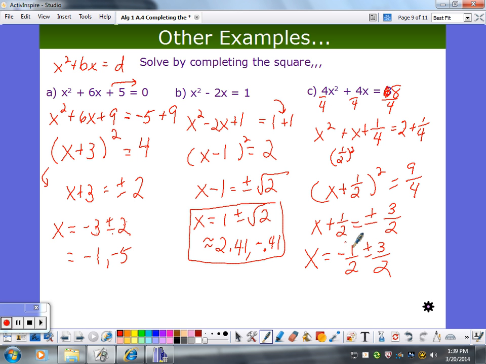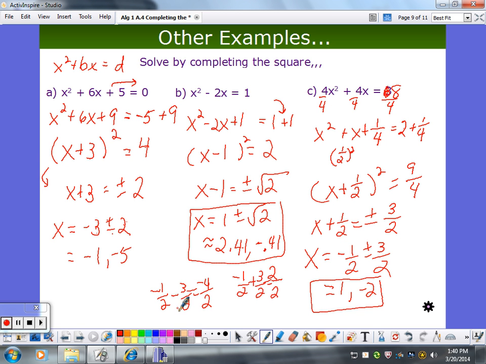Okay. Negative 1/2 plus 3/2. That's the easy one. You got the same denominator. Negative 1 plus 3, 2. 2 over 2, 1. Now I want negative 1/2 minus 3/2. What is that? Negative 4 over 2, which is negative 2. Done. You did it. What do you think? Oh, what's the deal? Are you in big trouble right now?